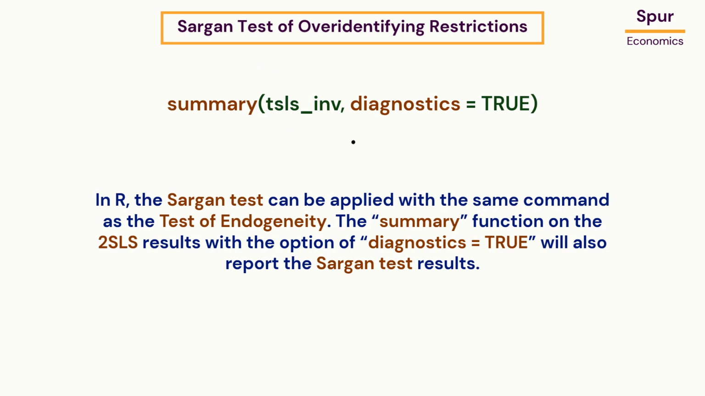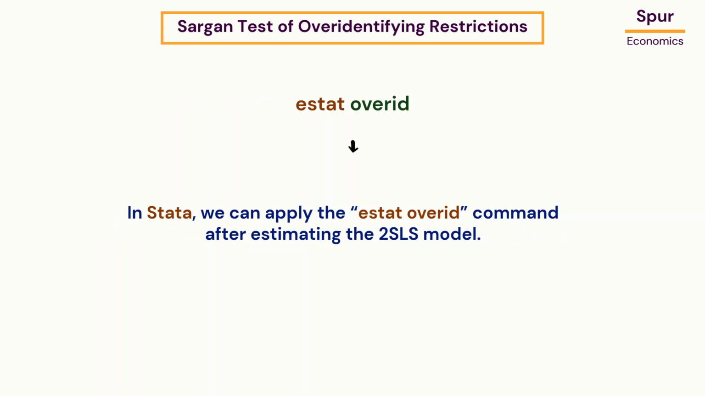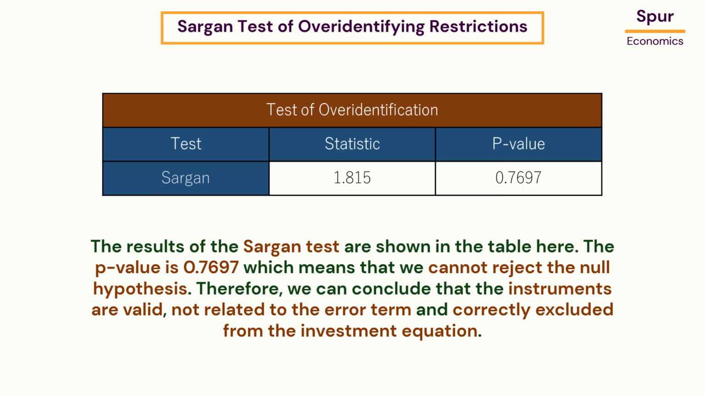In R, the Sargan test can be applied with the same command as the test of endogeneity. The summary function on the 2SLS results with the option of diagnostics equal to true will also report the Sargan test results. In Stata, we can apply the estat overid command after estimating the 2SLS model. The results of the Sargan test are shown in the table here. The p-value is 0.7697, which means that we cannot reject the null hypothesis. Therefore, we can conclude that the instruments are valid, not related to the error term and correctly excluded from the investment equation.